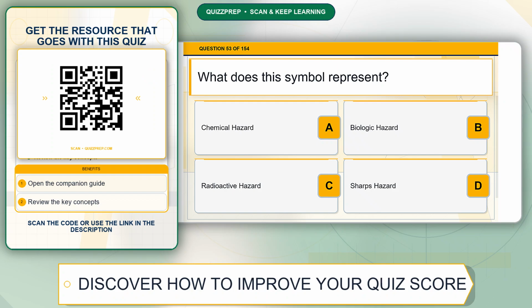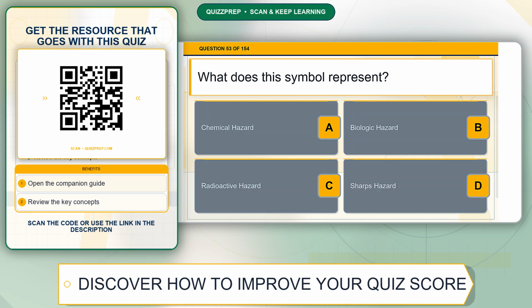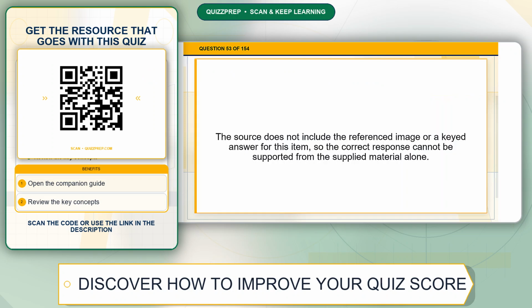Question 53. What does this symbol represent? Option A, chemical hazard. Option B, biologic hazard. Option C, radioactive hazard. Option D, Sharps hazard. The correct answer is not shown. Explanation. The source does not include the referenced image or a keyed answer for this item, so the correct response cannot be supported from the supplied material alone.